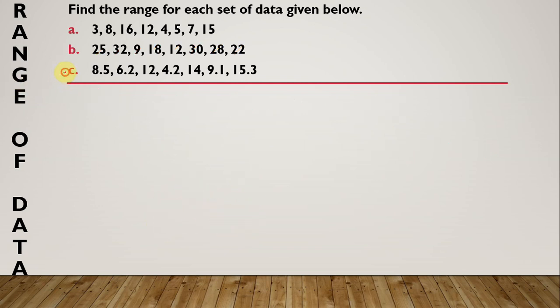And para sa huli nating example, meron tayong 8 and 5 tenths, 6 and 2 tenths, 12, 4 and 2 tenths, 14, 9 and 1 tenth, and 15 and 3 tenths. Ganun po ulit, i-arrange lang po natin sila mula sa pinakamababang value pataas.